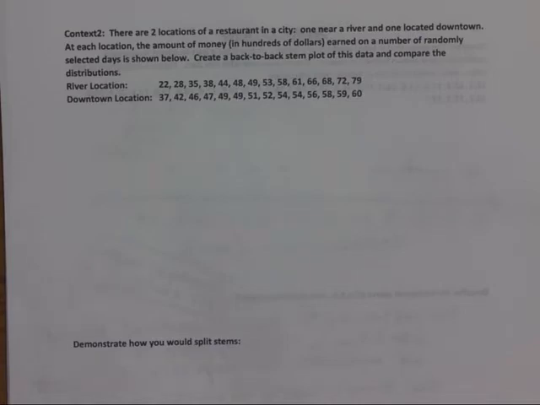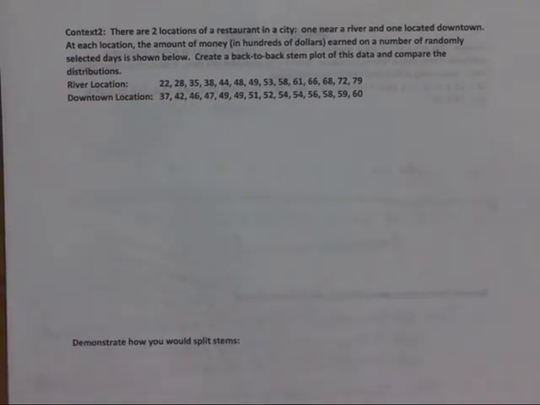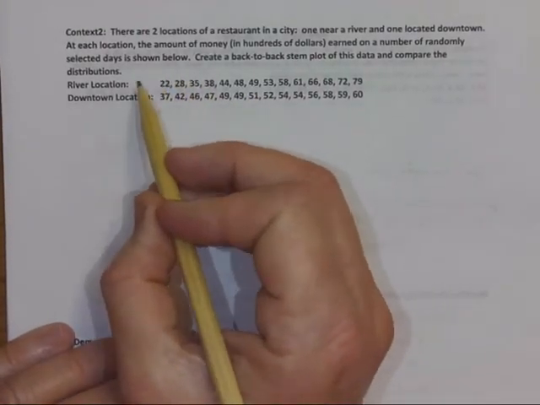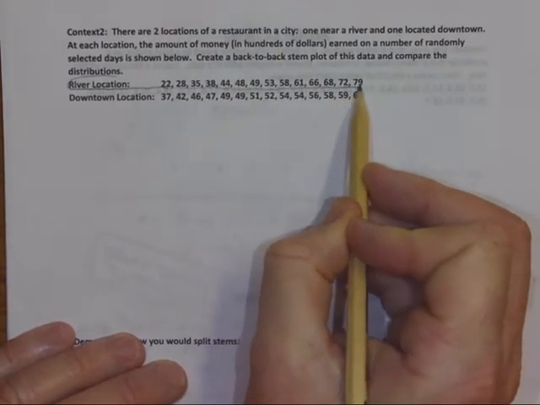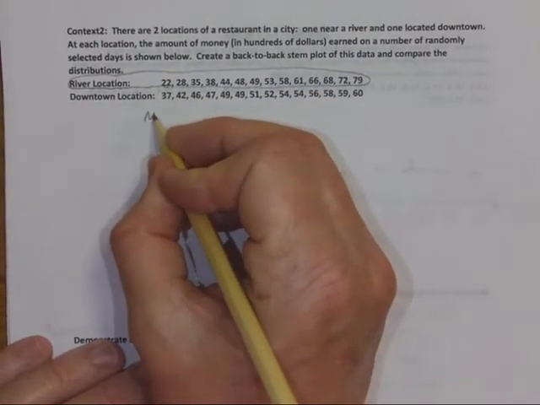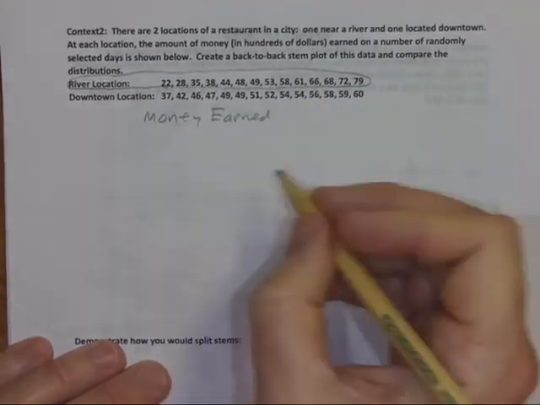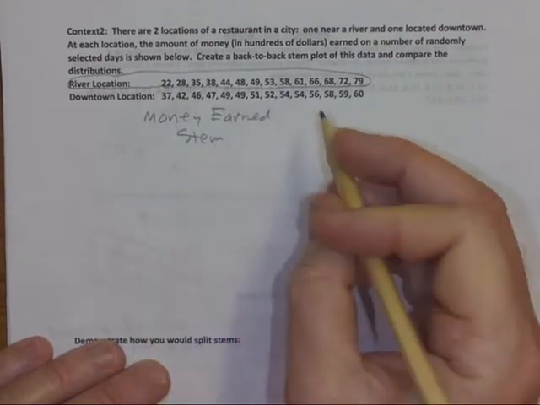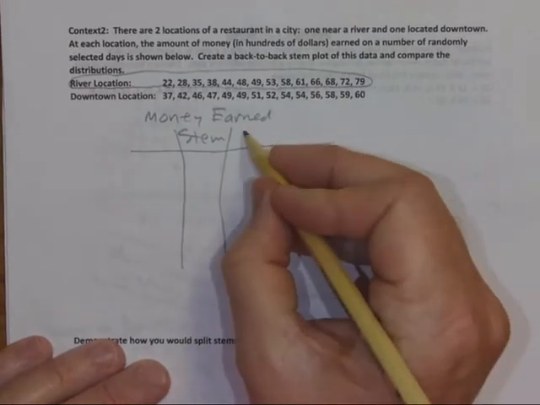And so first thing I want to do is just make a regular stem plot. So back-to-back stem plot means you're going to do it with 2 distributions or 2 lists of numbers. And I'm just going to do it, first of all, with one of these lists. So first of all, I'm going to make a stem plot of the money earned from the river location. First of all, we have to label this. And so we'll say money earned. All right, and then so we say stem, and like that, and then we will say leaf.